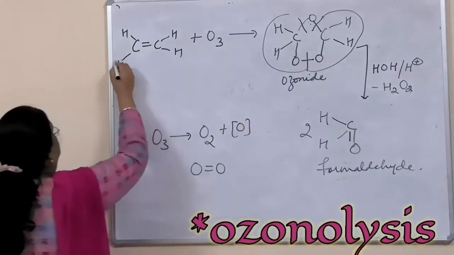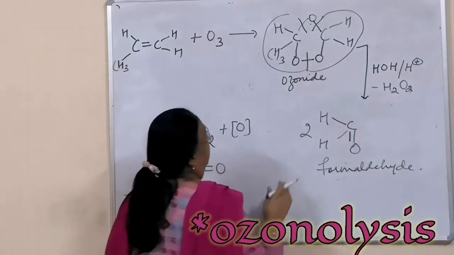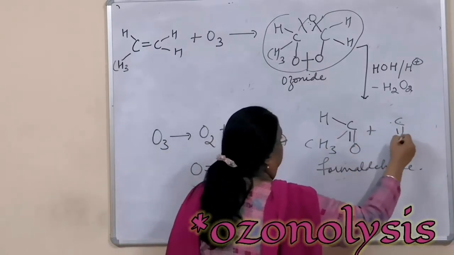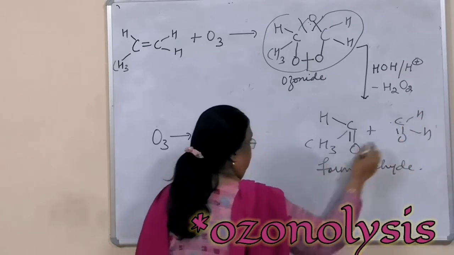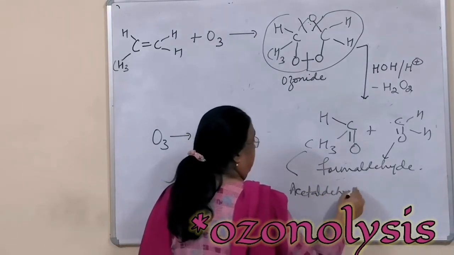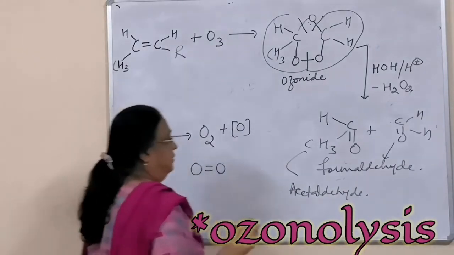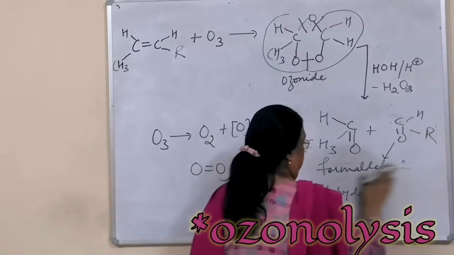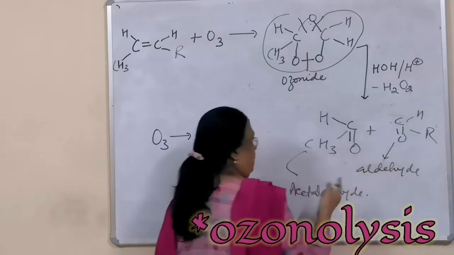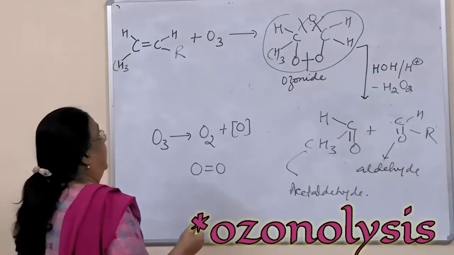Now if this H happens to be CH3, then this will be CH3. Then we will have 1 piece this, and the other piece we will have this. So we will have a mixture of formaldehyde and acetaldehyde. If here also 1 alkyl group, then we will have here R, and we will have here aldehyde. If this R is CH3, then both will be the same. If R is different, C2H5, we will have another aldehyde.